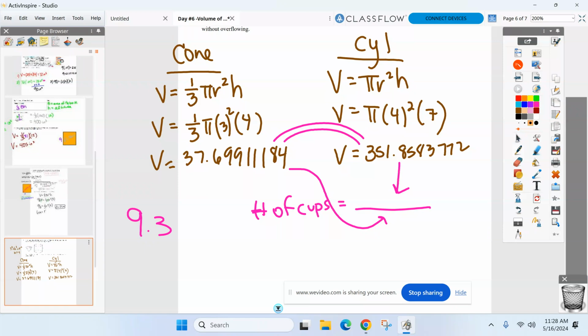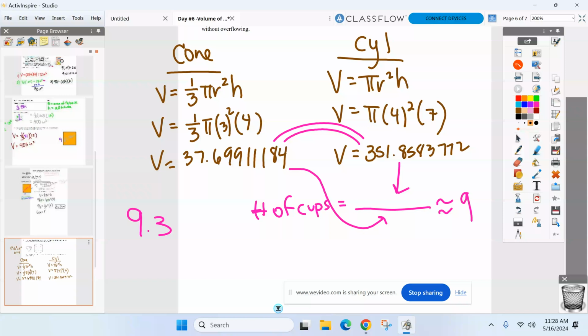But this problem's a little different, isn't it? I want to know how many full cups before I overflow. And if you go to 10 cups, it's going to overflow because the cylinder only holds 9.3. Anything more, we're tipping water out. So that's why our answer is going to be 9 versus 10. Is everyone all right? I know we've been rounding up every problem, but this one we don't. If we do round up, we're going to overflow, and that's not what it's asking for. So 9 cups.